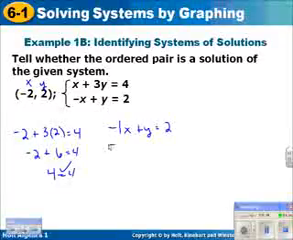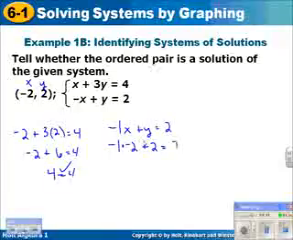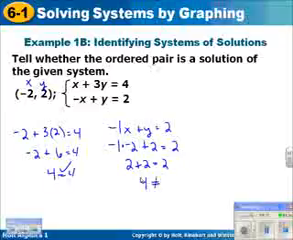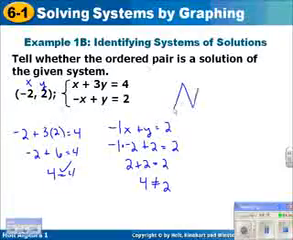So you're really doing -1 times x, which is -2, plus y, which is 2, and asking yourself, does it come out to 2? So negative 1 times negative 2 is a positive 2. Is 2 plus 2 equal to 2? Well, 4 is not equal to 2. So is that ordered pair (-2, 2) a solution to the system? No.